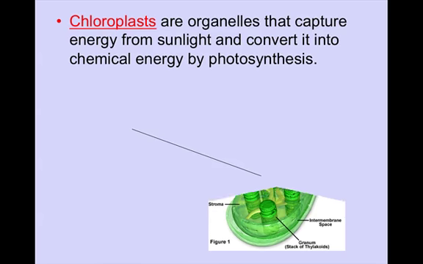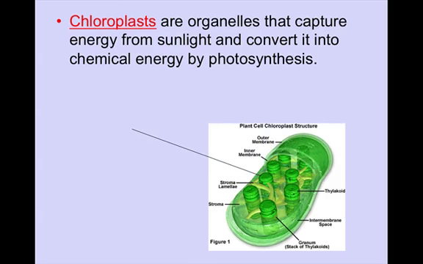Chloroplasts, on the other hand, are organelles that capture energy from sunlight and convert it into chemical energy by means of photosynthesis. Chloroplasts you would just find in plants. So chloroplasts, these are only in plants. Mitochondria you're going to find in both plant and animal cells. And when you did your coloring sheet, you could see the similarity between the two cells.